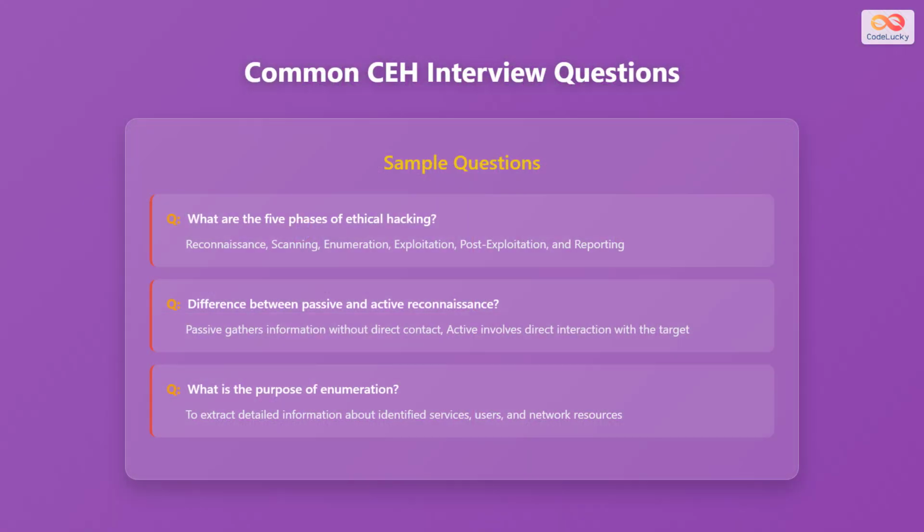Interviewers frequently ask about the phases of ethical hacking, expecting candidates to identify reconnaissance, scanning, enumeration, exploitation, post-exploitation, and reporting. The difference between passive and active reconnaissance is another common question, where passive gathering occurs without direct contact, while active involves direct target interaction. The purpose of enumeration often comes up, with the correct answer being to extract detailed information about identified services, users, and network resources. Understanding these fundamental concepts demonstrates solid knowledge of ethical hacking methodology and principles.